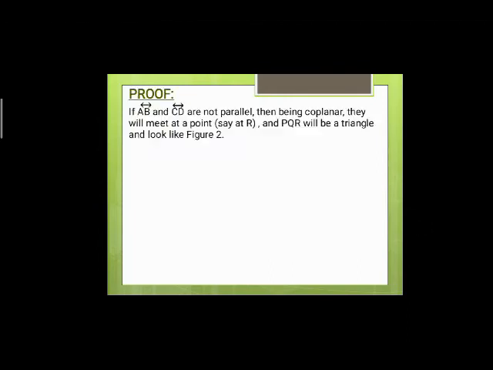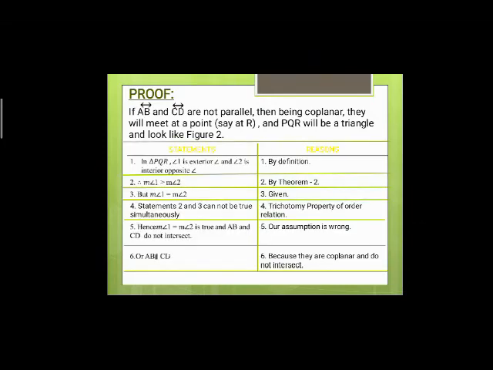Now we start our proof. We assume that if line segments AB and CD are not parallel, then, being coplanar, they will meet at a point. We say the name of that point is R, and by the help of the line segment and the given points, we say that they make a triangle, that is triangle PQR, which we can already see in our figure number 2.